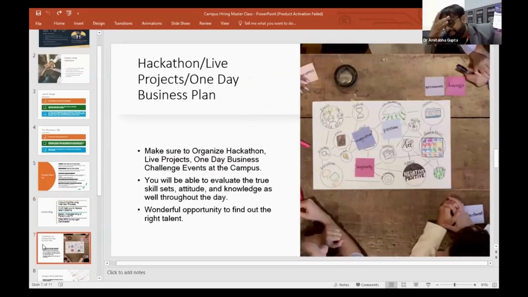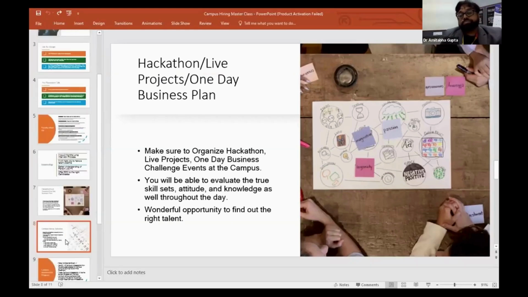Next point, all of you are aware of it. Maybe some of you are doing that as well. There is a hackathon or live project or one-day business plan activities in the organization, so that it will create a path to connect with those kinds of students you want to hire. If you are hiring through hackathons, live projects, or one-day business plan activities, you can actually understand the true skill set, attitude and behavior, everything. So it will be easier for you to judge that particular person. So hackathon projects and live projects can be one of the options.